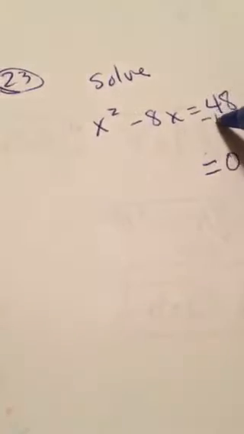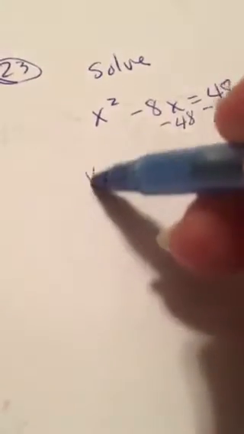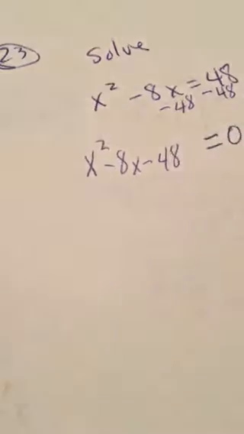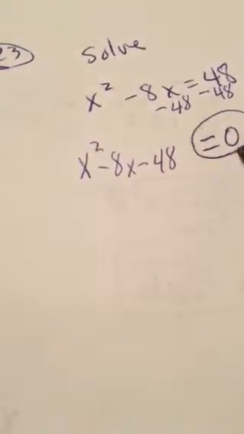So I'm going to go ahead and get rid of that 48 from both sides of the equal sign. So now we have x squared minus 8x minus 48. And just like the previous problem, now we can just ignore the equal 0 and factor this portion. So if we multiply 1 times negative 48, we have negative 48.